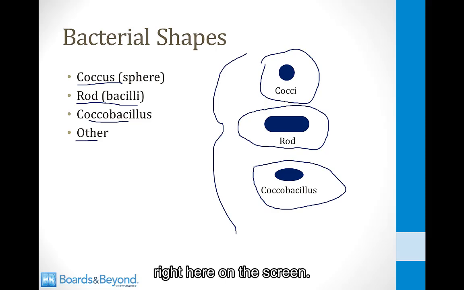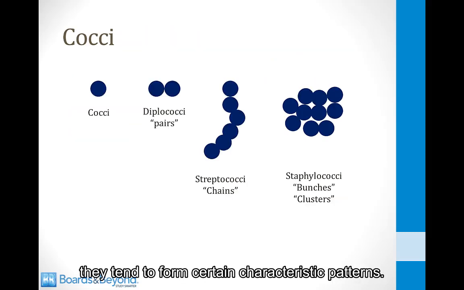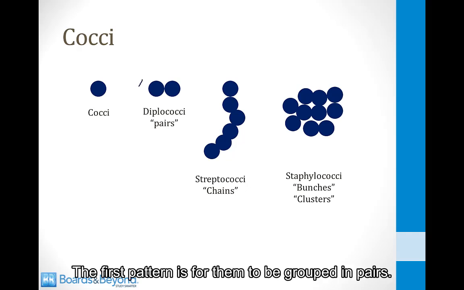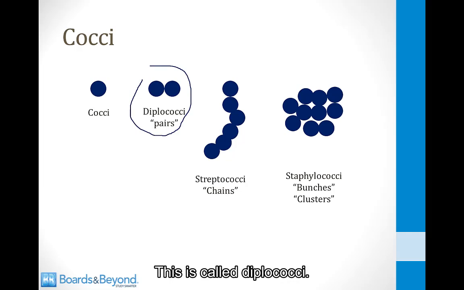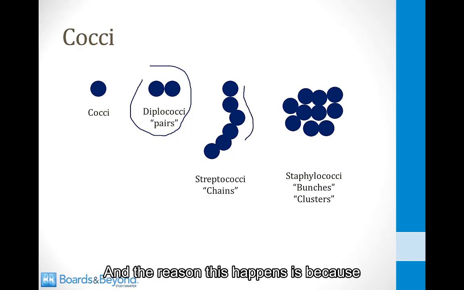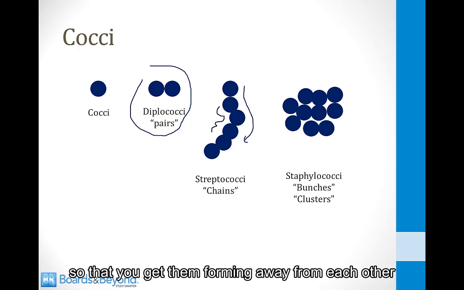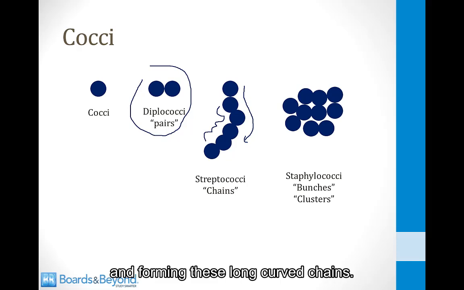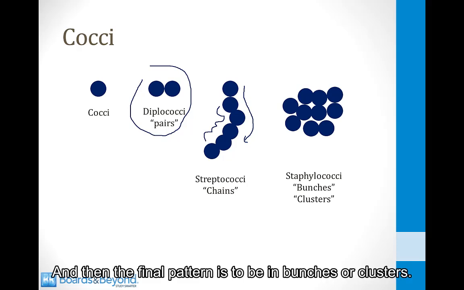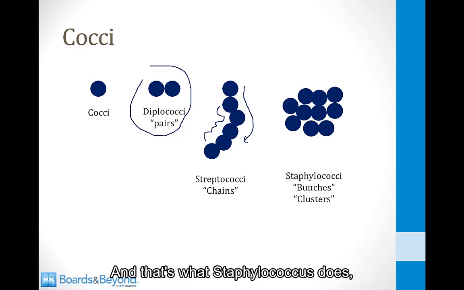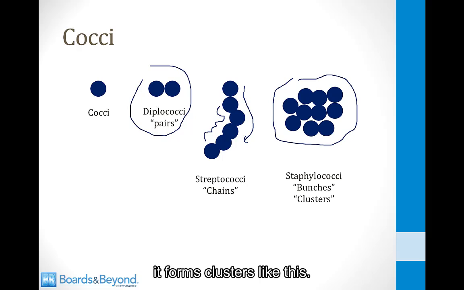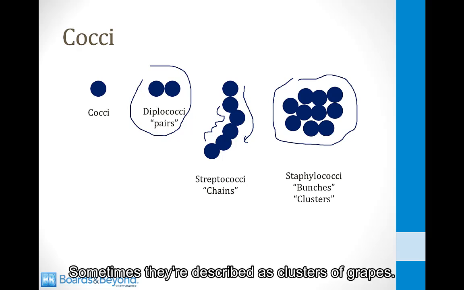When you have more than one coccus on a slide, they tend to form certain characteristic patterns. The first pattern is for them to be grouped in pairs. This is called diplococci. The next pattern is to form chains, and Streptococcus tends to form chains. And the reason this happens is because each new bacteria forms away from the older bacteria so that you get them forming away from each other and forming these long curved chains. And then the final pattern is to be in bunches or clusters, and that's what Staphylococcus does. It forms clusters like this. Sometimes they're described as clusters of grapes.